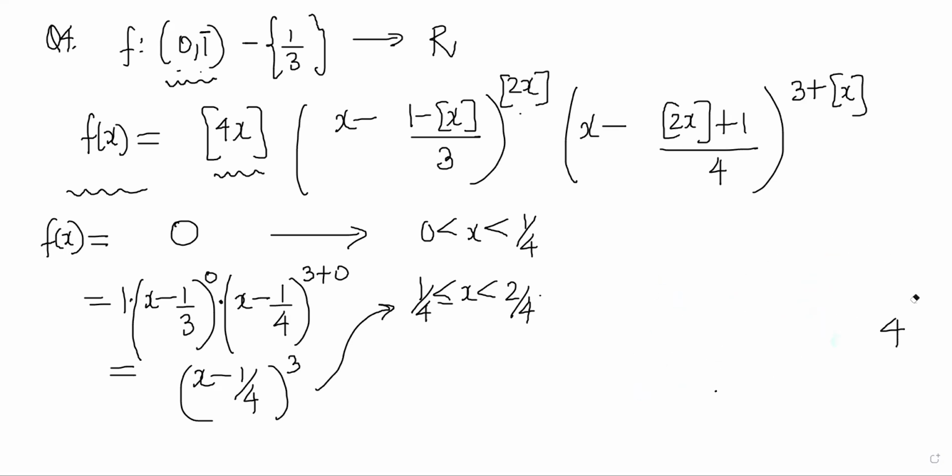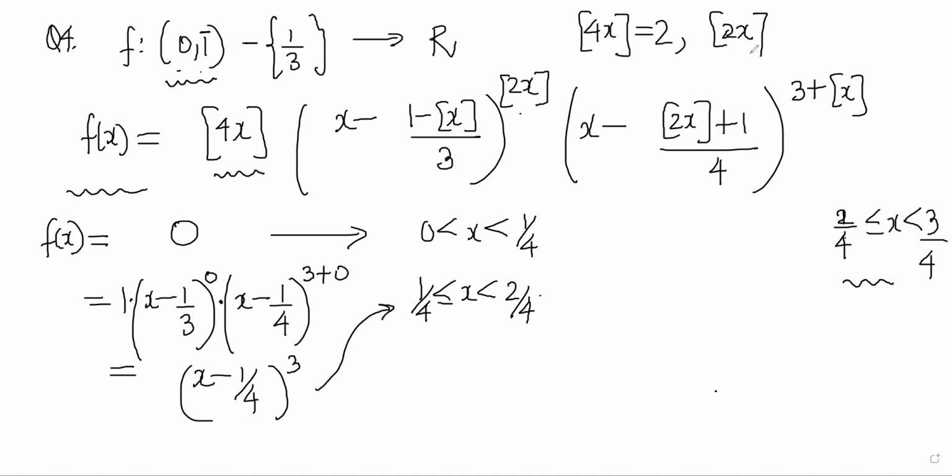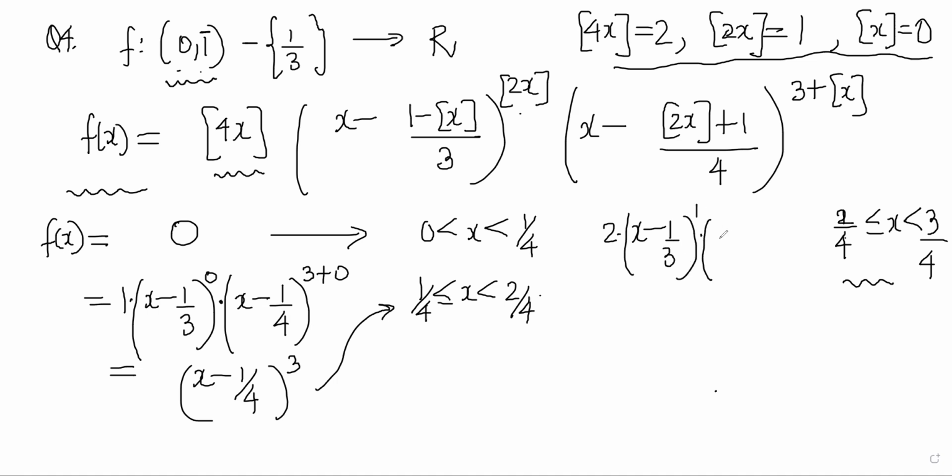Similarly, we will analyze the case when x is greater than 2 by 4 but less than 3 by 4. So 2 by 4 is less than or equal to x, less than 3 by 4. In this case, GIF of 4x is basically going to be 2. Let's write what all the GIFs are in this case. GIF of 4x would be 2. GIF of 2x would be 1, right? And GIF of x would be 0. So now putting all this data in the definition of the function, we will get twice of x minus GIF of x, which is 0. So it is x minus 1 by 3 whole to the power GIF of 2x, which is 1. And then you get x minus GIF of 2x, which is 1, plus 1. So it is x minus half whole power 3 plus 2 or 3. This is the nature of the function in this range.